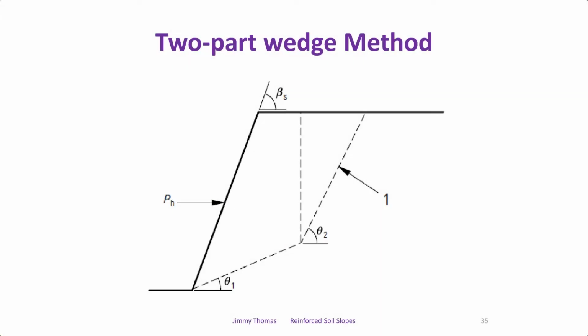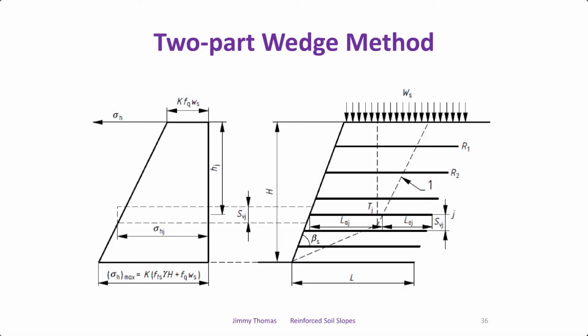One of the earlier methods was by Jewell, who considered a two-part wedge. We can take various trial wedges and analyze the stability. For the wall, it was a Rankine failure plane, which is 45 minus phi by 2, fixed actually. But for slopes it can vary depending on the geometry. This shows the earth pressure distribution, where K depends on the slope angle. Once we have this earth pressure coefficient, then we can determine the reinforcement tension.